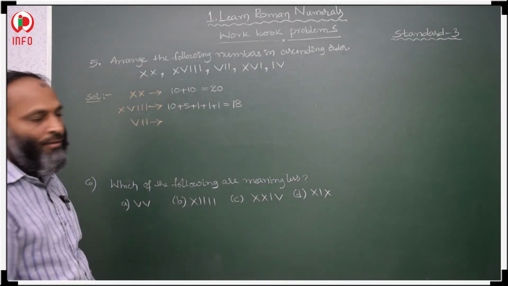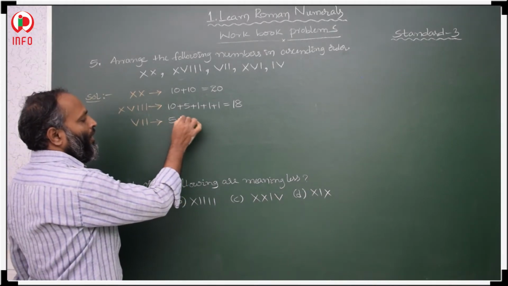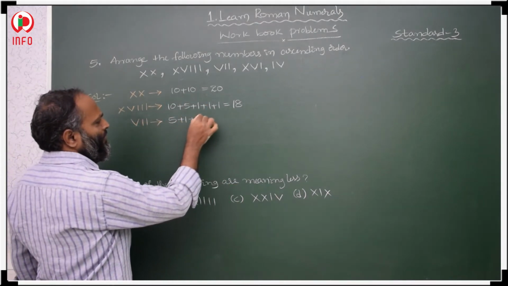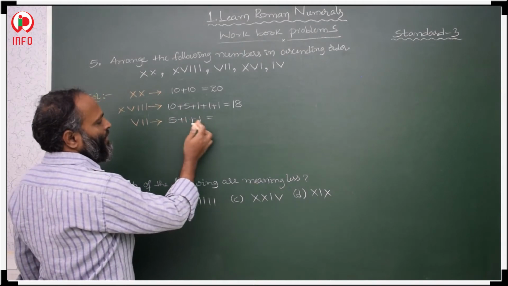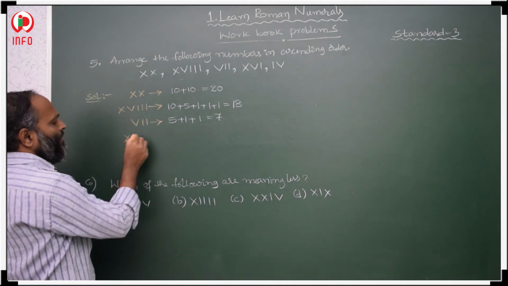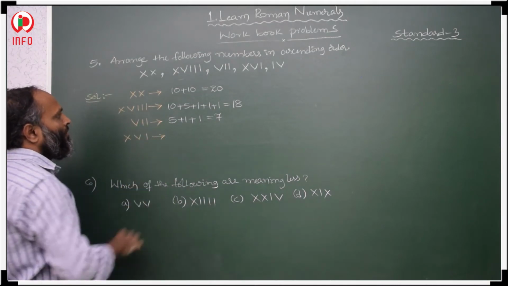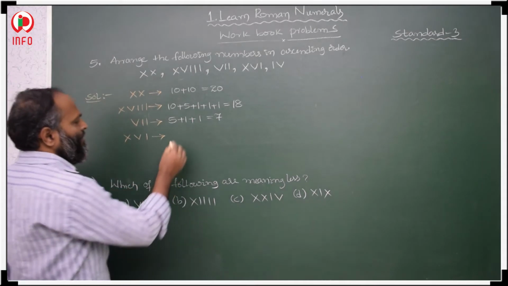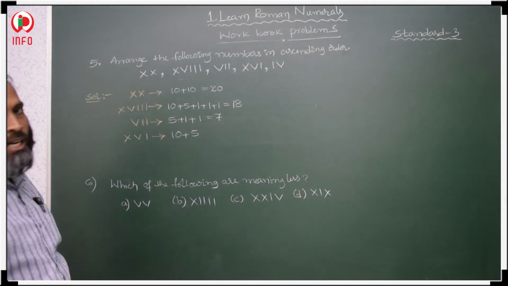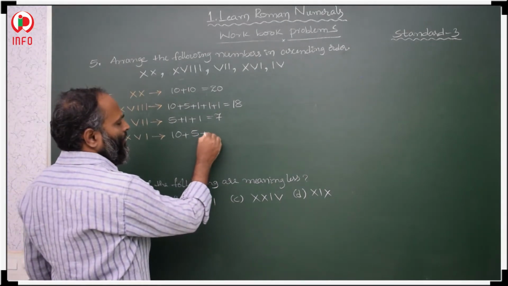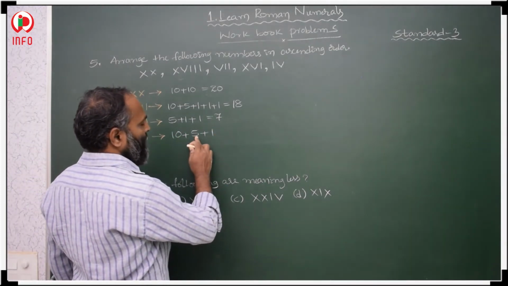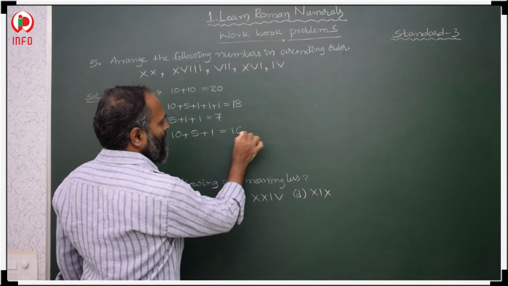Next, VII. V means 5. The smaller Roman numeral is on the right side, so addition, plus 1. 5 plus 1, 6, 6 plus 1, 7. Then XVI. X means 10, V means 5. 5 is a smaller one, so addition, that is on the right side. Again 1 is a smaller one on the right side, so add. 10 plus 5, 15, 15 plus 1, 16.